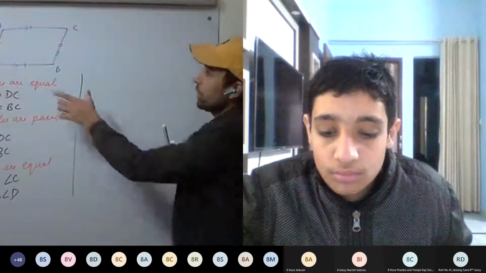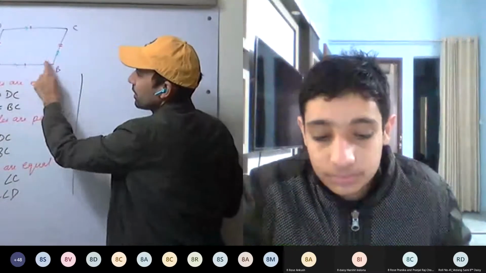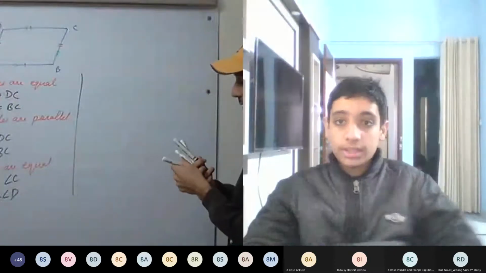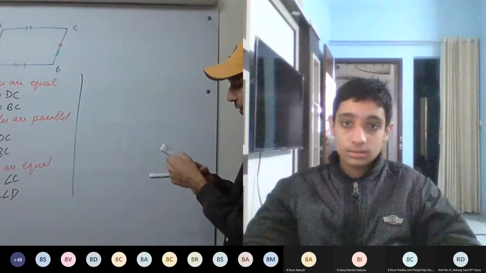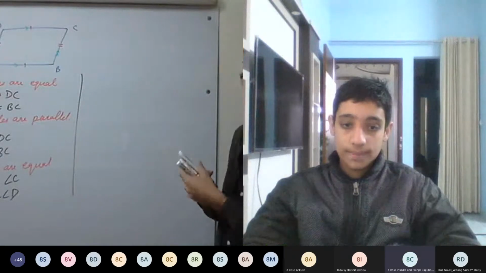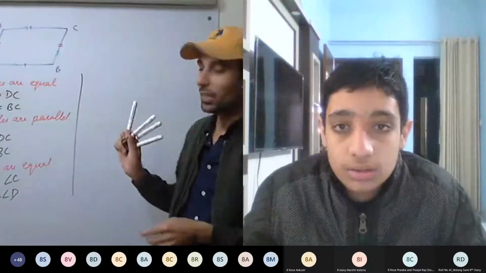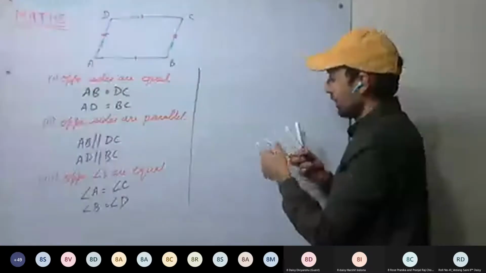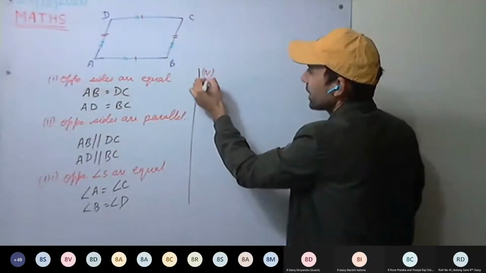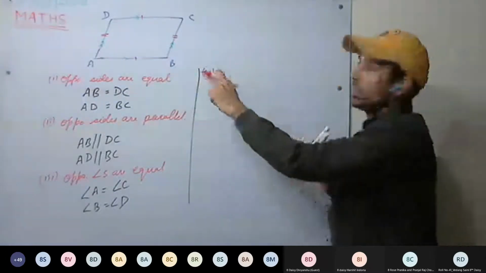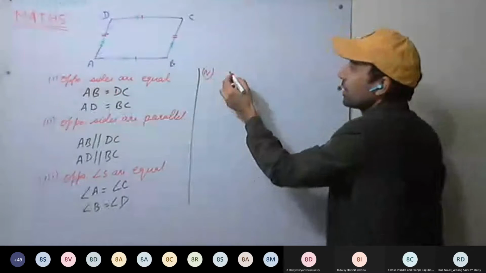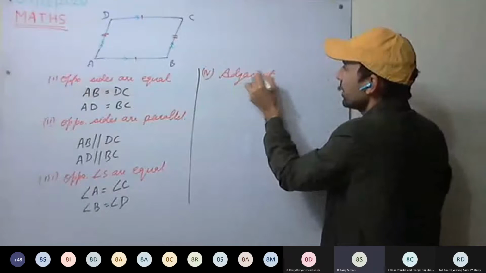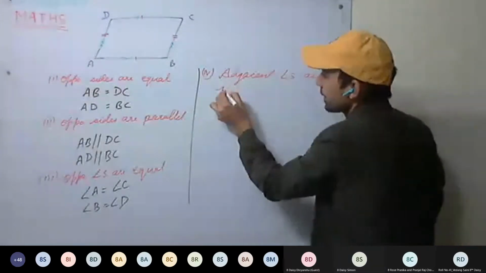And what about adjacent angles? A and B, A and D. They are not necessarily equal. They may be equal as well, that we'll discuss afterwards. Here their sum is 180 degrees. That means they are supplementary. So adjacent angles are supplementary.